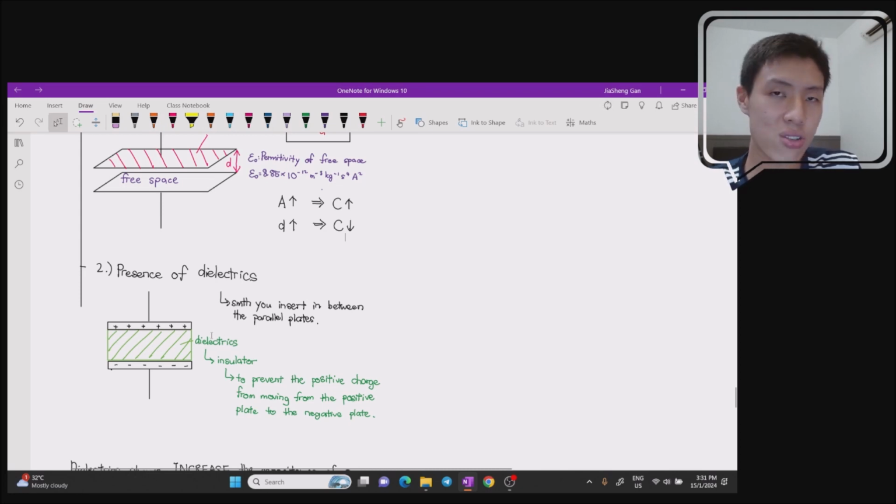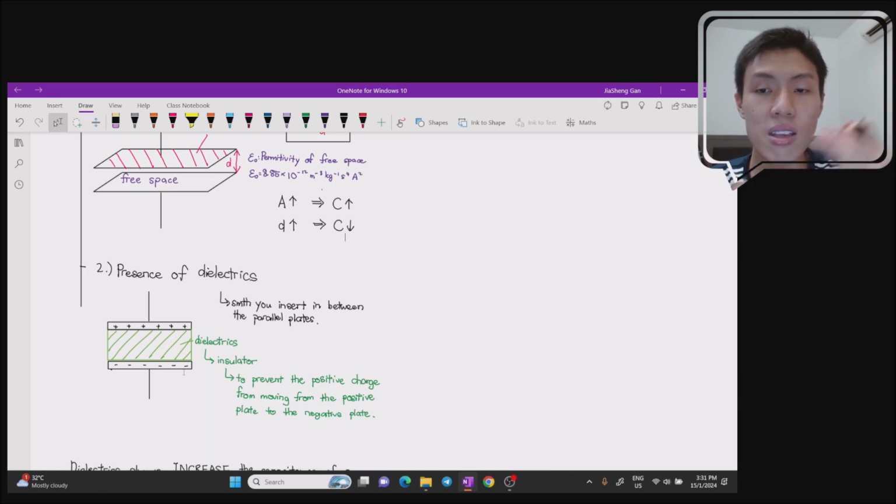So you don't want a conductor in between the two plates. This dielectric must be an insulator. The insulator prevents the positive charge from moving from the positive plate back to the negative plate. You already put a lot of energy into shifting the positive charge from the negative plate to the positive plate. Now you put an insulator here to prevent that positive charge from dropping back into the lower plate. So that's the purpose of a dielectric.